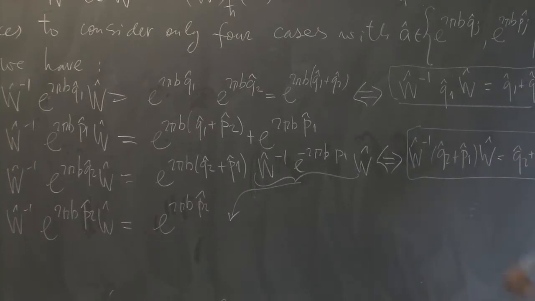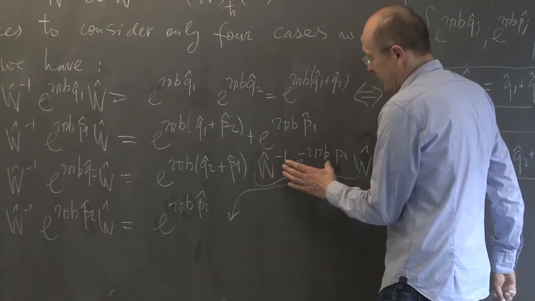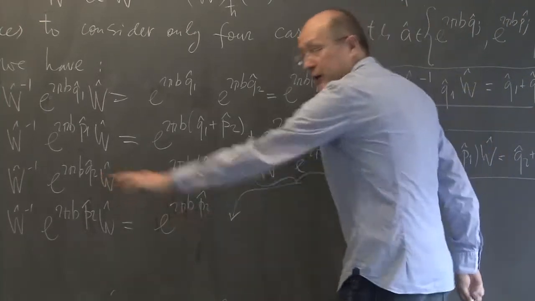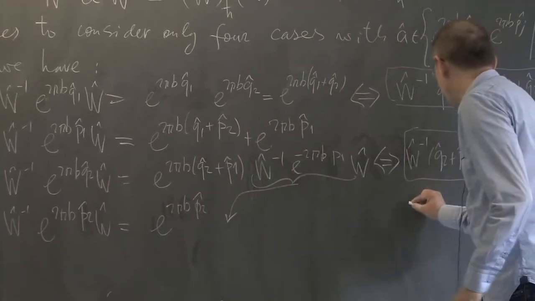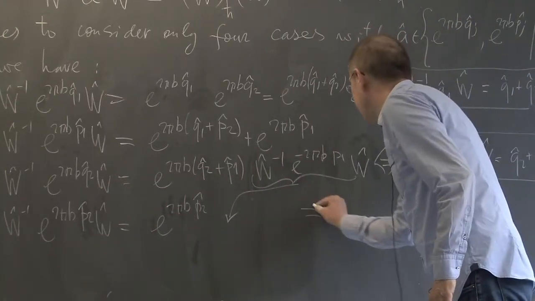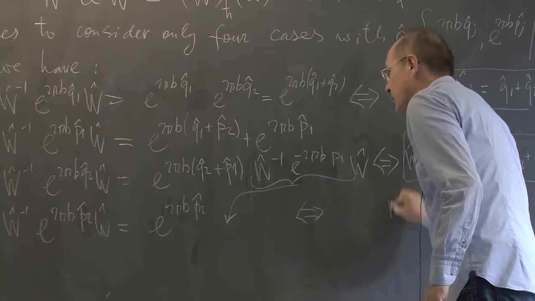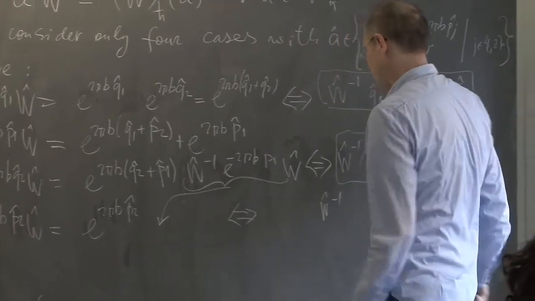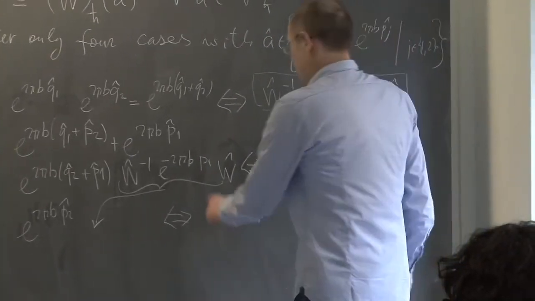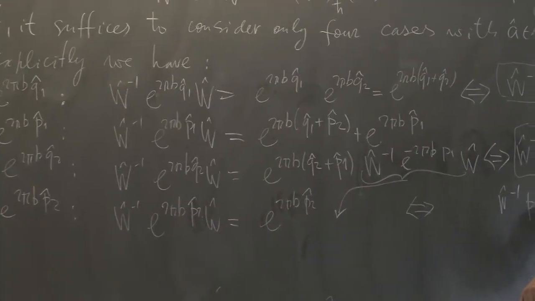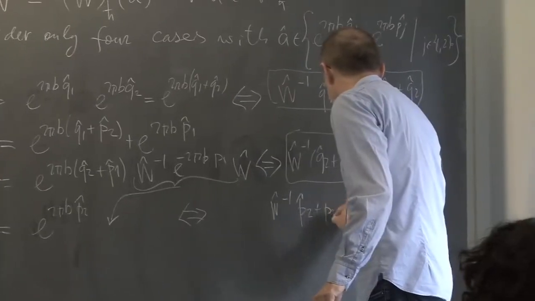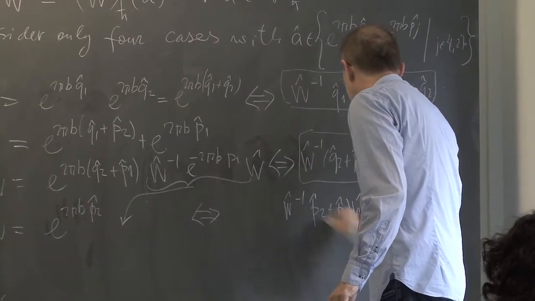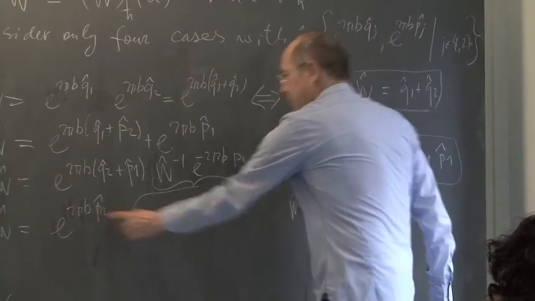Same trick and same transferring of that guy to the right-hand side. And we end up that this equation is equivalent to W hat minus 1. So this P1 gets combined with P2, P2 hat plus P1 hat, W hat, is equal. What remains here is P2.